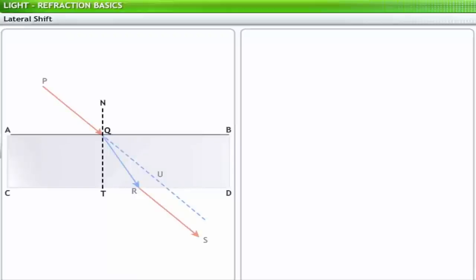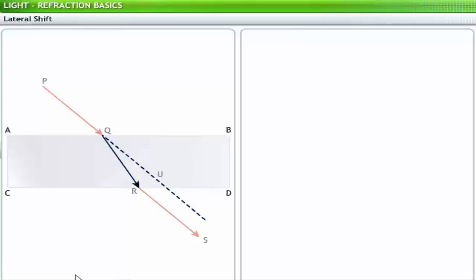NQT is the normal at Q on the face AB of the slab. QT is the thickness of the slab, represented by t. Angle PQN is the angle of incidence of the light ray in air, represented by i. Angle TQR is the angle of refraction of the ray in the slab, represented by r.